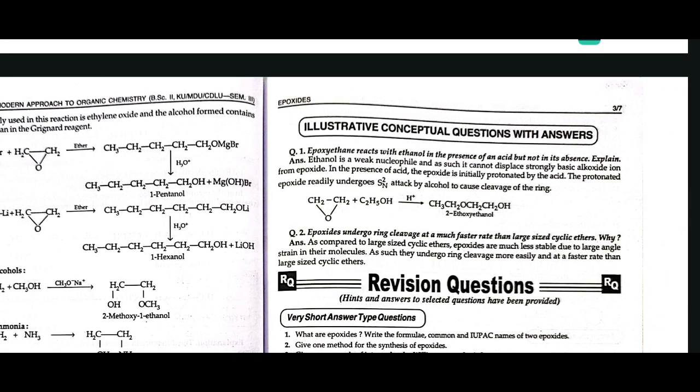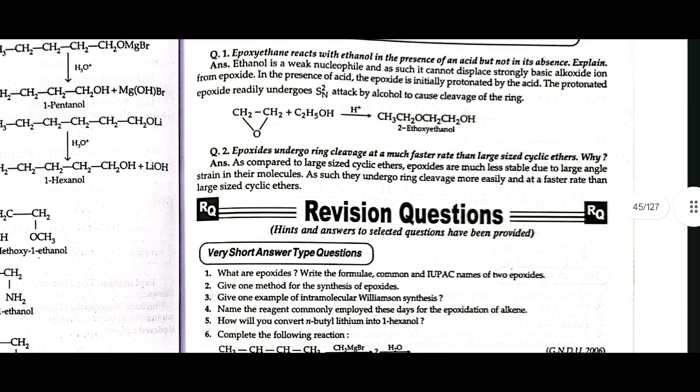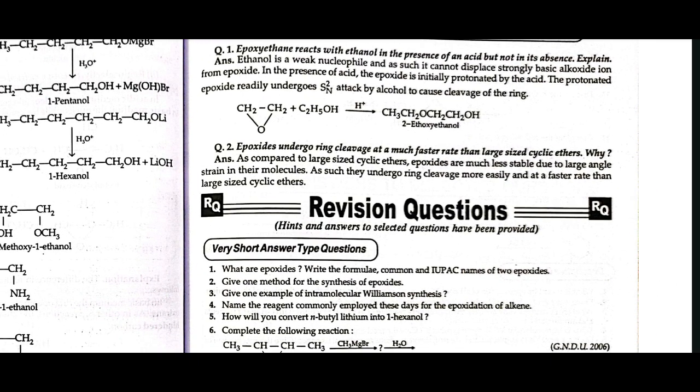Illustrative conceptual questions with answers. Epoxyethane reacts with ethanol in the presence of an acid but not in the absence. Explain. Answer. Ethanol is a weak nucleophile and as such it cannot displace strongly basic alkoxide ions from the epoxide. In the presence of acid, the epoxide is usually protonated by the acid. The protonated epoxide easily undergoes SN2 attack by alcohol to cause cleavage of the ring. The reaction occurs as illustrated below.